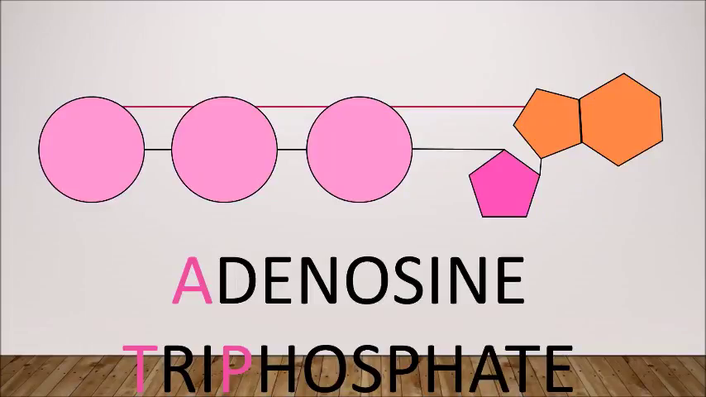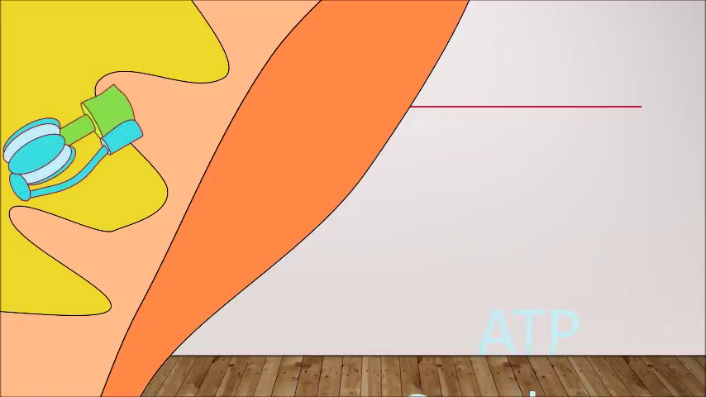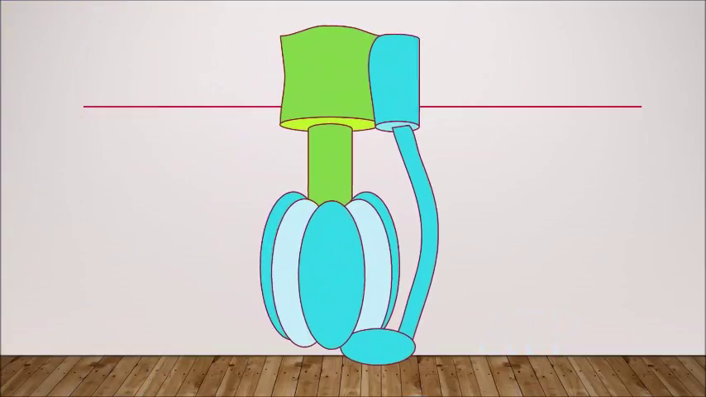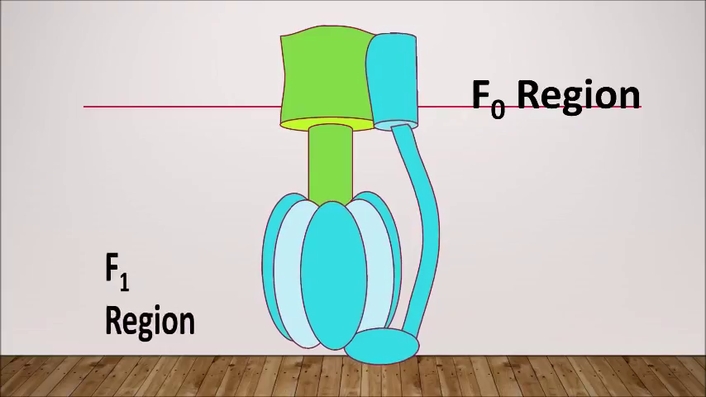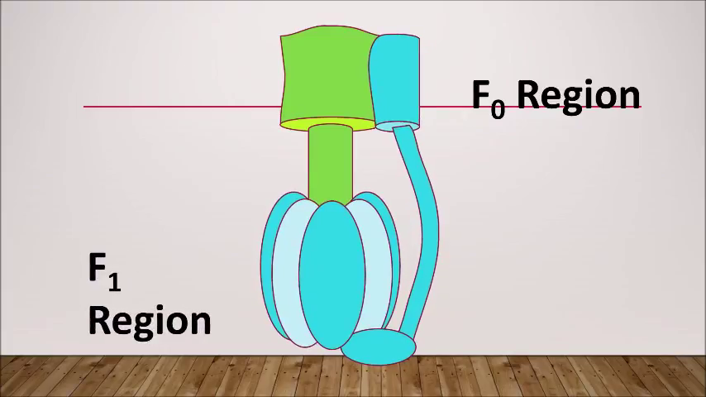ATP is a molecule our bodies use as energy currency. Most ATP in our body is made using the mitochondrial protein ATP synthase. ATP synthase has two regions, a mechanical F0 region and a catalytic F1 region.